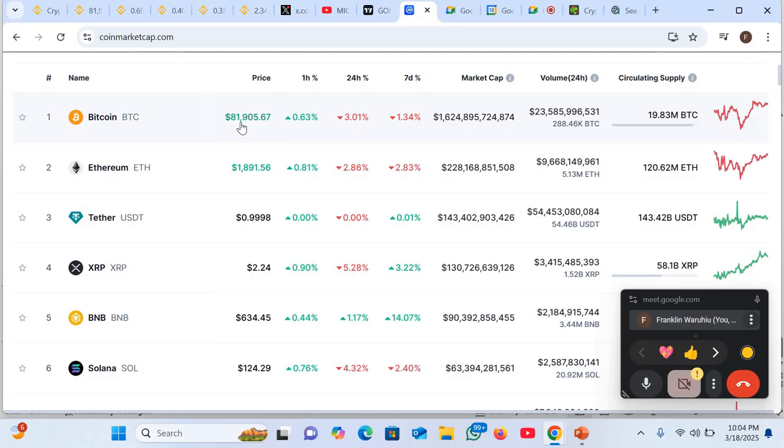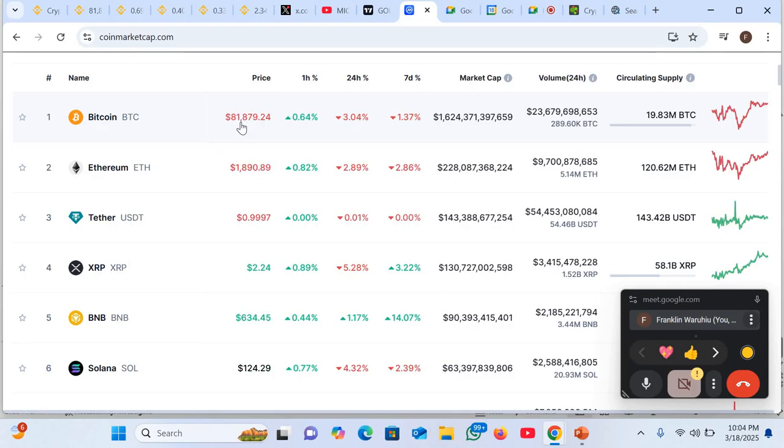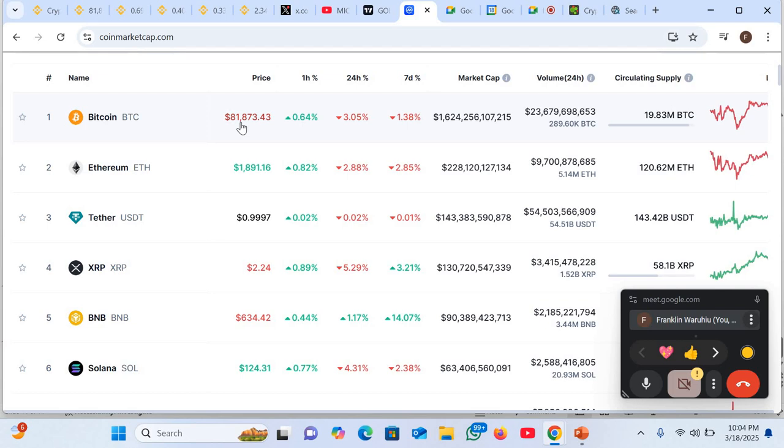It is a stable cryptocurrency. It is what you buy when you are buying cryptocurrency on P2P. And the fourth largest cryptocurrency by market cap is XRP. It is the fourth cryptocurrency.